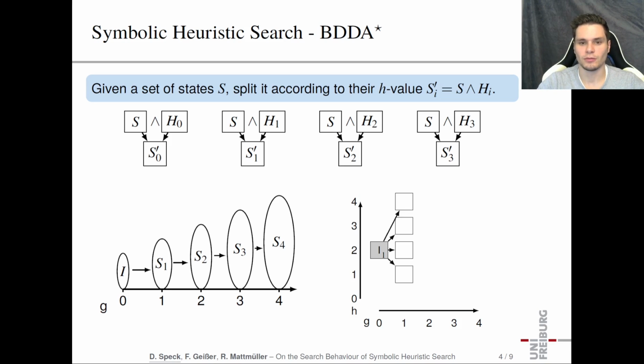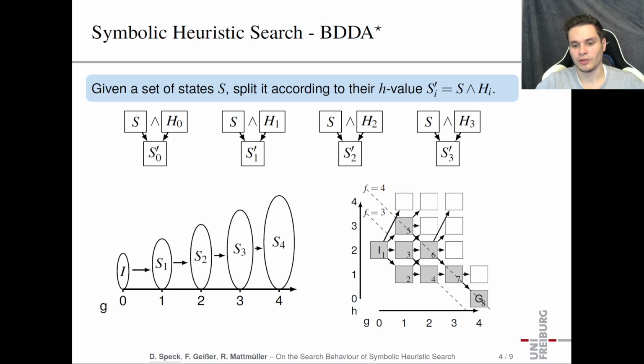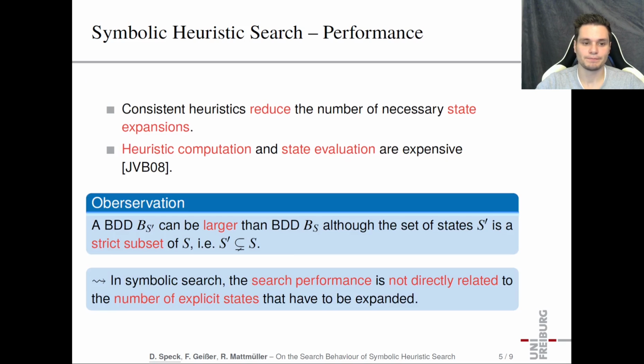And by this you get some kind of BDDA star. We start with our initial value here with G value 0 and, let's say, heuristic value 2. Then you expand that and you get a lot of new buckets, all with the same G value but with different H values. You expand the one with the smallest G value and the smallest H value. Then you expand the one with the smallest G value and the smallest H value next. And by this, more or less, you expand different buckets with different F values, and the main advantage here is that you can skip some of the states, so you have to expand fewer states.